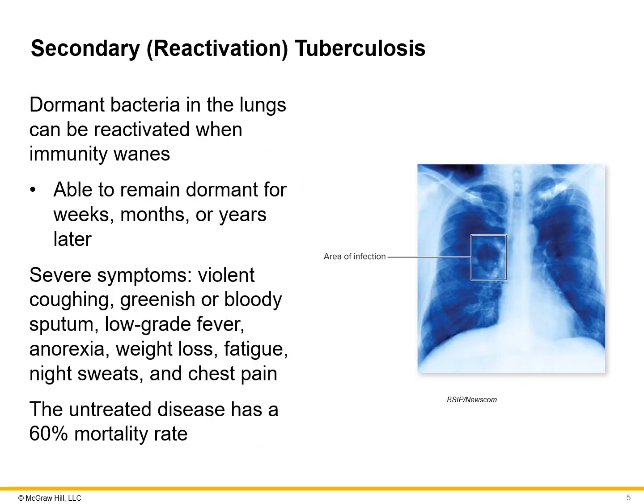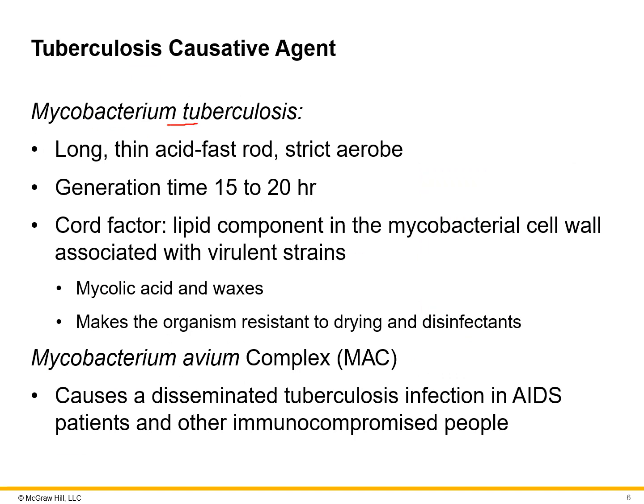Now, a secondary tuberculosis or reactivation, this is when dormant bacteria in the lungs become reactivated whenever people become immunocompromised due to different things. So another infection just kind of weakens that immunity. But they're able to remain dormant for weeks, months, even years later, which is the importance of having that skin test. This does cause a secondary reactivation, leads to severe symptoms: violent coughing, greenish or even bloody sputum, low-grade fever, anorexia, weight loss, fatigue, night sweats, and chest pain. And if it's left untreated, more than 50%, around 60% of individuals with this will die. Again, the causative agent here is Mycobacterium tuberculosis.